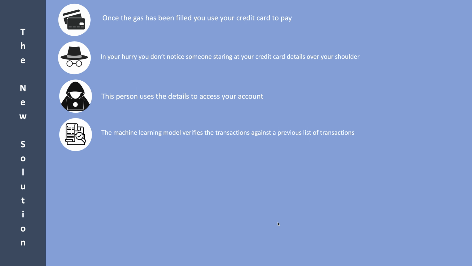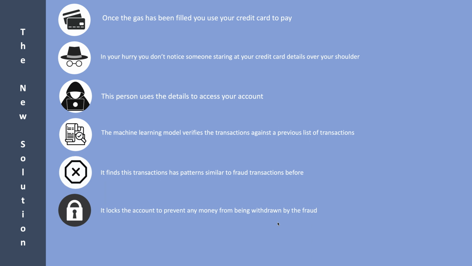So, the way this works is the machine learning model will verify the transactions just like a human. It finds the transactions with patterns similar to a fraud transaction, logs the account, and alerts the bank so that you can change your credit card details.